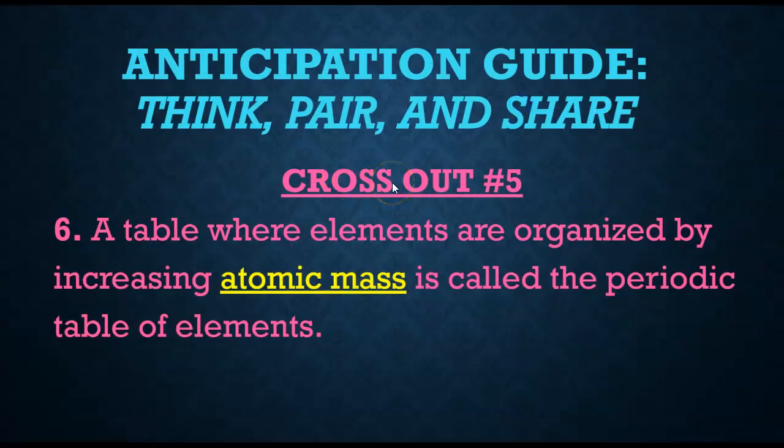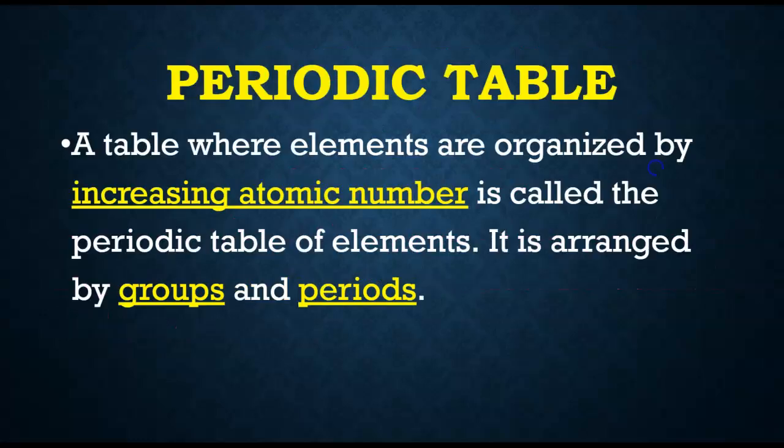All right, and again, like I said, on the anticipation guide, please cross out number 5. We're going to look at number 6. So on the left-hand side, write true or false. A table where elements are organized by increasing atomic mass is called the periodic table of elements. Write that down and please flip back to the notes.